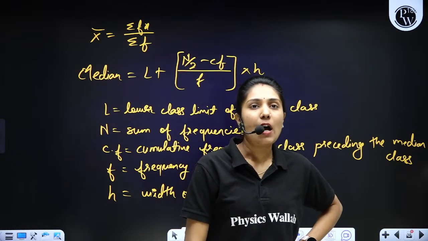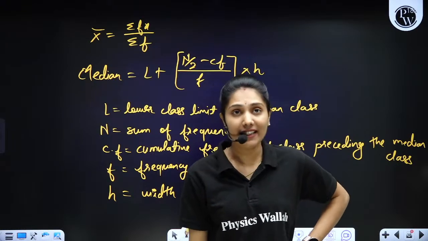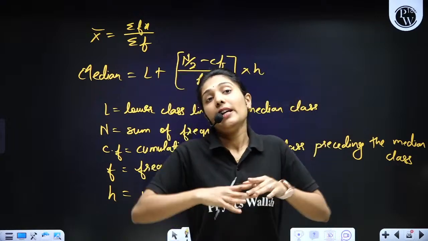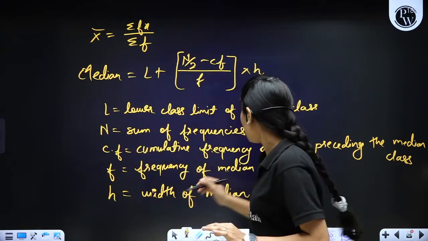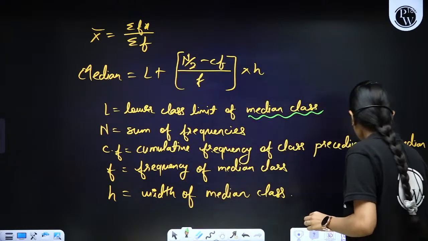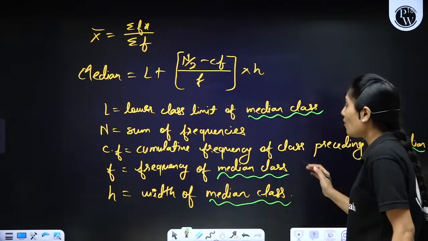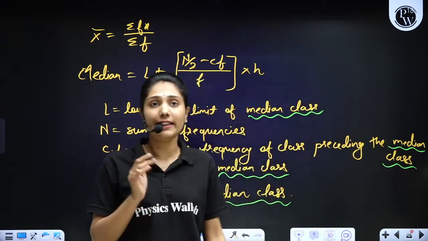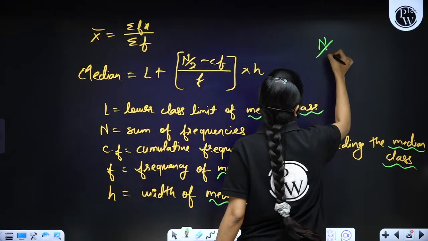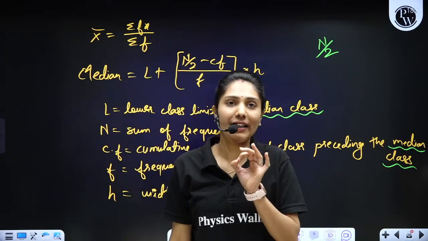Ma'am, in questions, how to identify mode and median? Beta, we have to find the modal class and median class. Let me tell you. When we are talking about the median, everything depends on this median class. Now, how will you calculate the median class? Firstly, you need to calculate the value of n by 2.